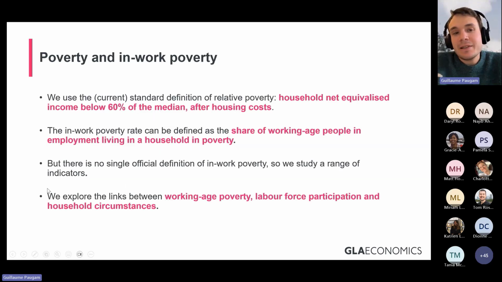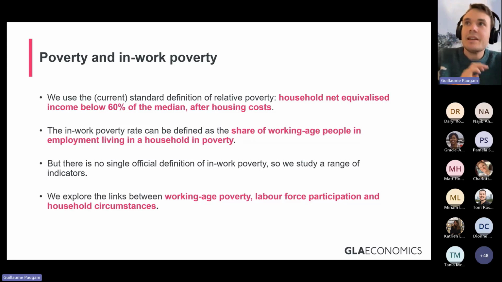So just a bit of housekeeping to start with and definitions to ground the discussion. Not going to go into any technical details, but just to say that I'm using a definition of poverty that we call relative poverty, which is the most commonly used definition, which considers that someone is in poverty if their household income, net income falls below 60% of the median after paying for housing costs. So the in-work poverty rate can be defined as the share of working age people who are in employment and who live in a household in poverty.